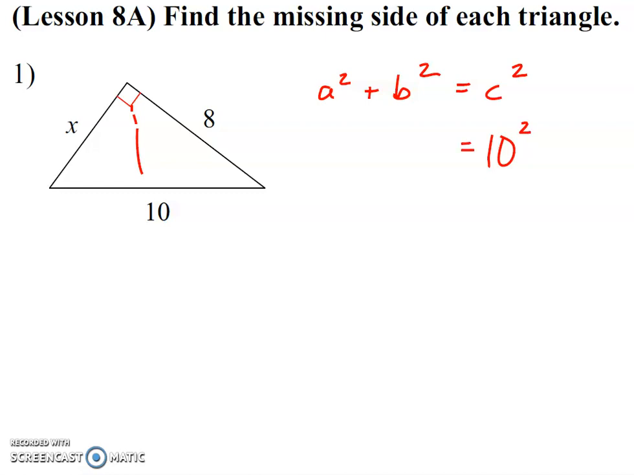Once I've found that, the other two sides, the a and the b, are x and 8. It doesn't really matter which order you put them in. So I'm going to call one x and square it. I'm going to call the other one 8 and square it. And then it's just algebra from this point on.